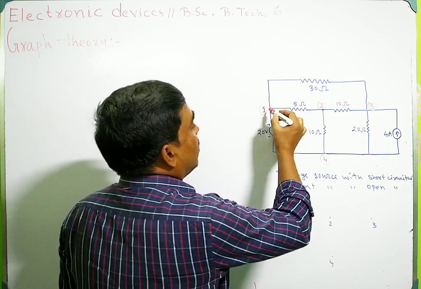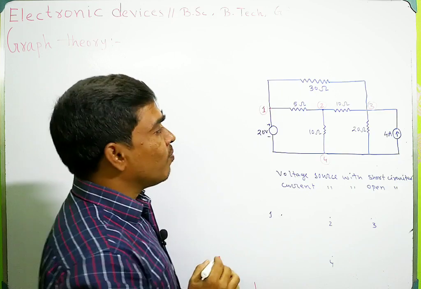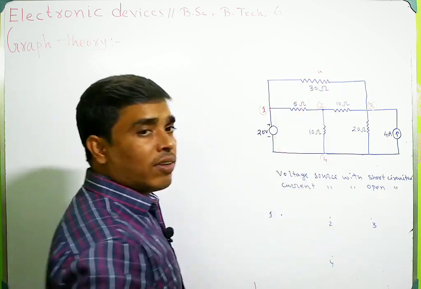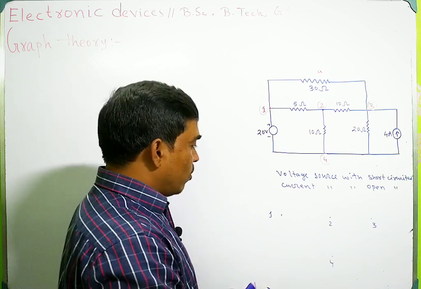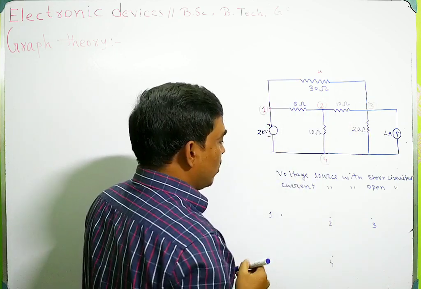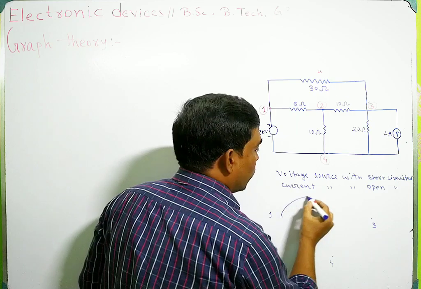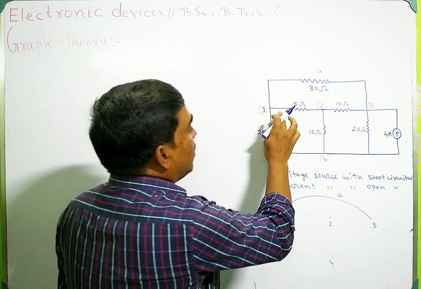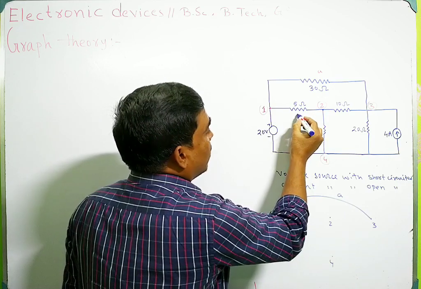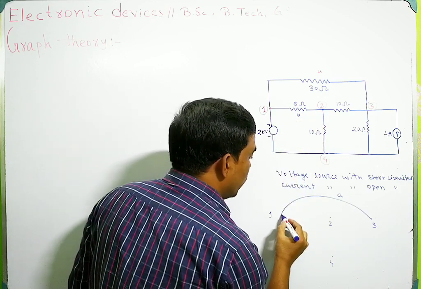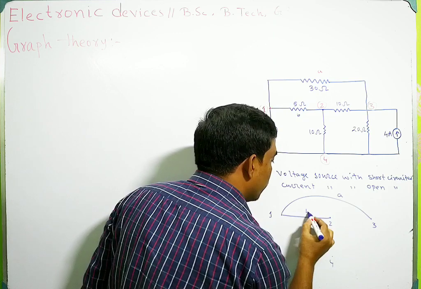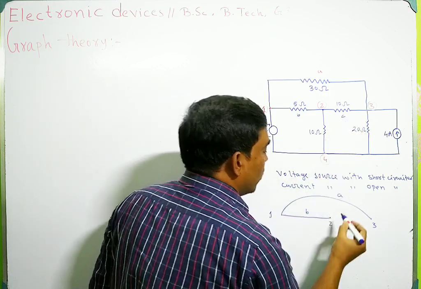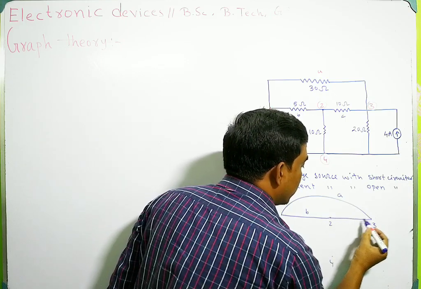And this is one branch. So suppose this branch is A. So 1, 2, 3. So this is branch number A. And this is another branch. Suppose this branch is B. So this is branch B. And this is branch suppose C. So this branch is C.